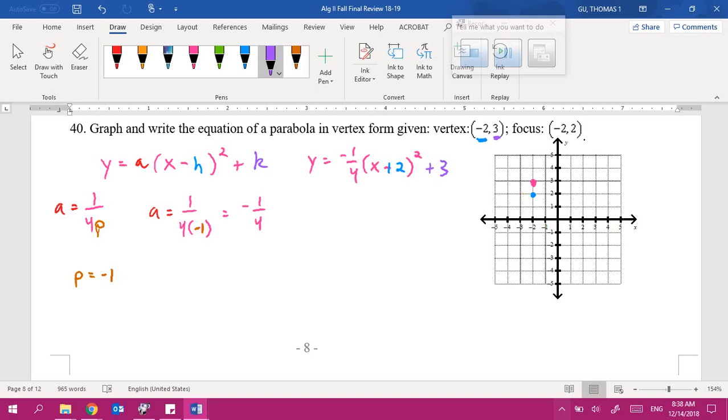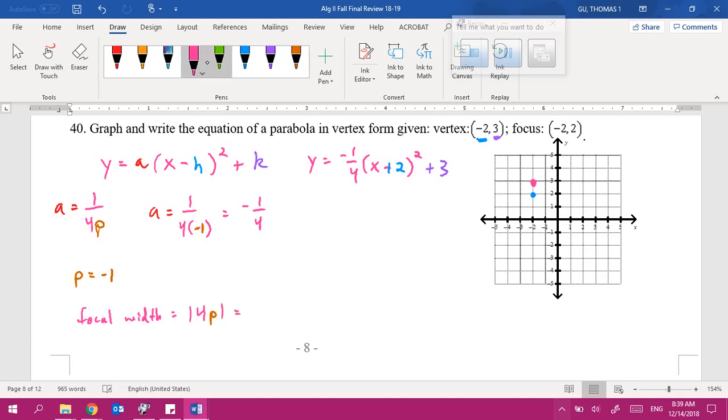There's one more thing I need to know when I'm graphing, though. What do I need to know? How do I graph? I know the vertex and I know the focus, and I need to get 2 more points, but how am I going to get those 2 points? The focal width. And how do you find the focal width? Does anybody remember? Absolute value of 4 times p. That's right, absolute value of 4 times p.